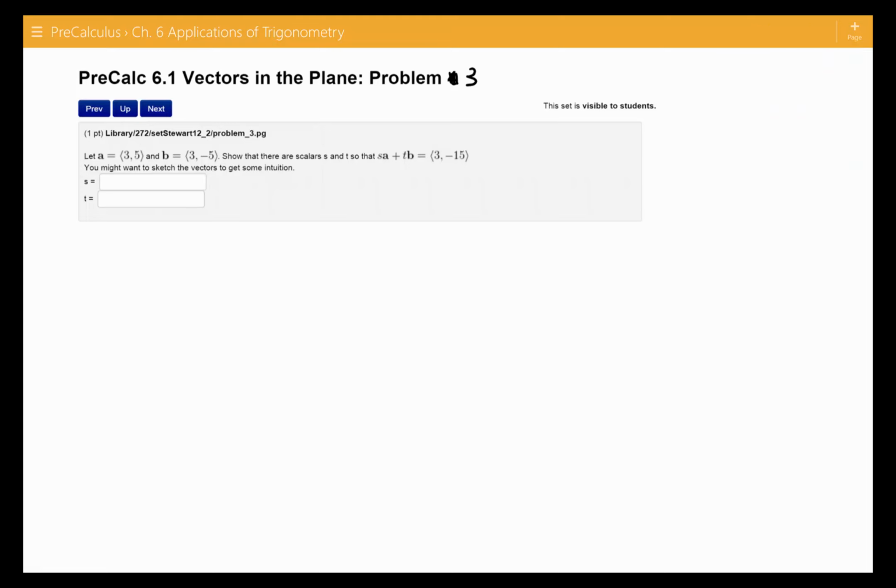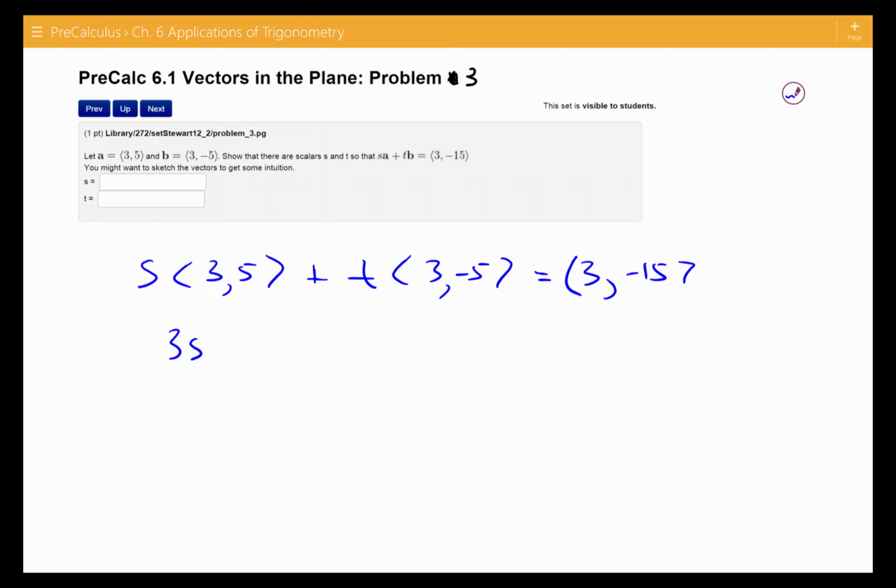Okay, this next problem is going to have us set up a system of equations, because it says that some number s times vector A, so let me write that. Vector A is the vector <3, 5>, plus some number t times the vector b, which is <3, -5>, has to equal the vector <3, -15>. So if we distribute the s, I'm going to take the x-coordinates of these vectors, which would be 3s plus 3t, and set it equal to the x-coordinate of this, which would be 3. And then I'll do the y-coordinate. s times 5 is 5s, plus t times negative 5 is negative 5t, and that has to equal the y-coordinate, negative 15. So there's my system of two equations with two variables.